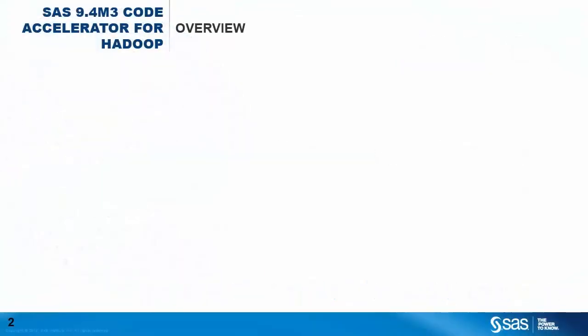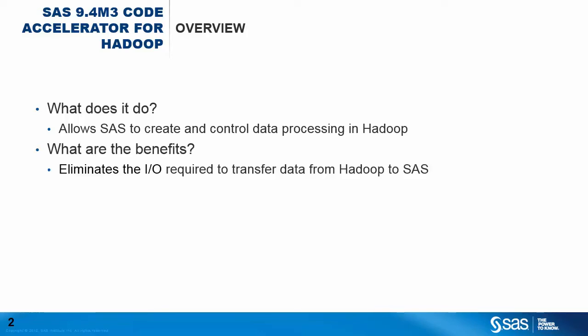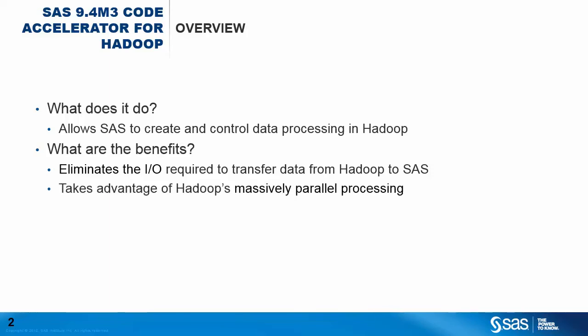In this session, we'll learn about the SAS Code Accelerator for Hadoop. What does the Code Accelerator do? It allows SAS to create and control data processing in Hadoop. What are the benefits of the Code Accelerator? It eliminates the I/O required to transfer data from Hadoop to SAS and from SAS back to Hadoop. Additionally, it allows SAS to take advantage of Hadoop's massively parallel processing environment.